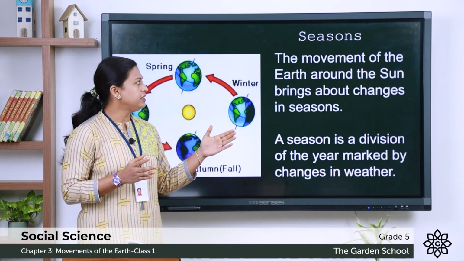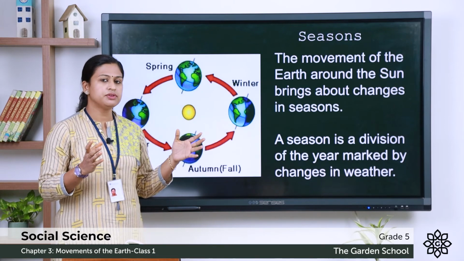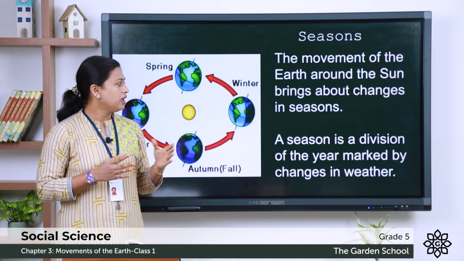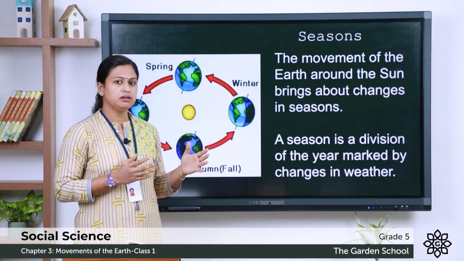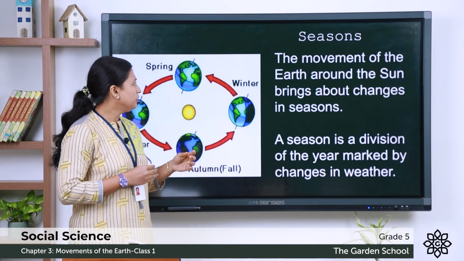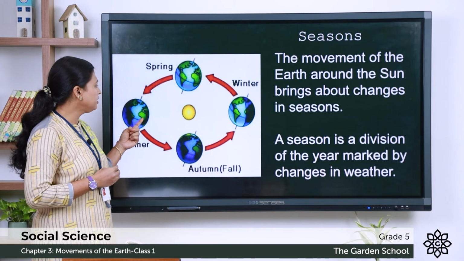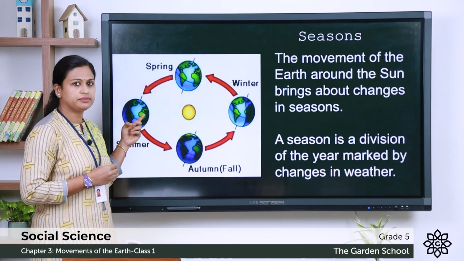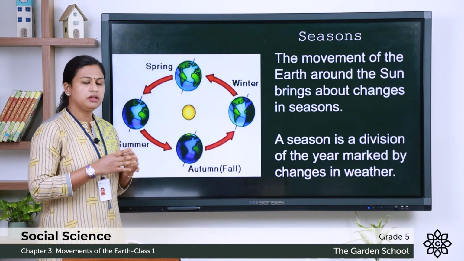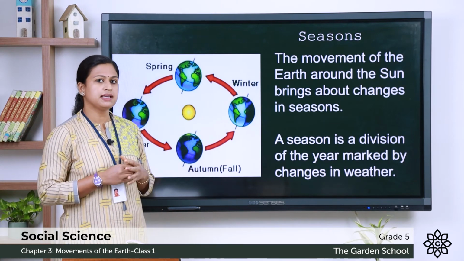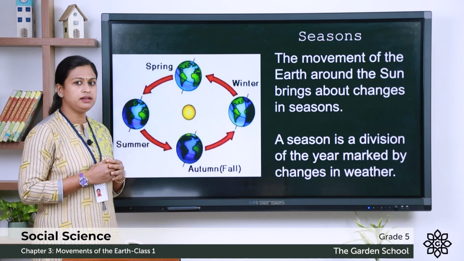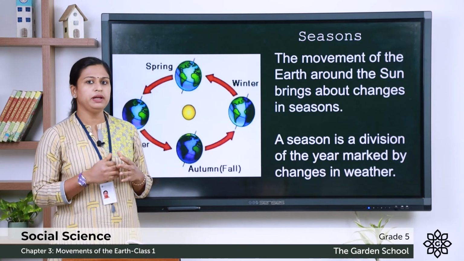The movement of the earth around the sun brings changes in the season. Now, what is a season? It is a division of the year marked by changes in the weather. Now, here you can see that earth is slanted in position, and when the north pole is tilted towards the sun, the northern hemisphere experiences summer. On the other side, the south pole is away from the sun and it experiences winter.